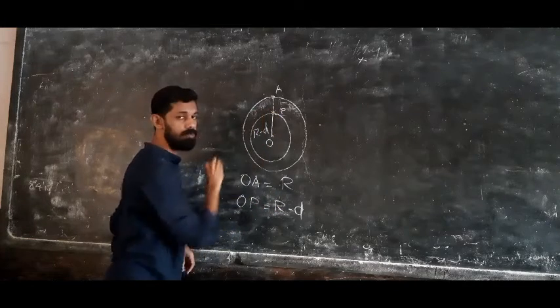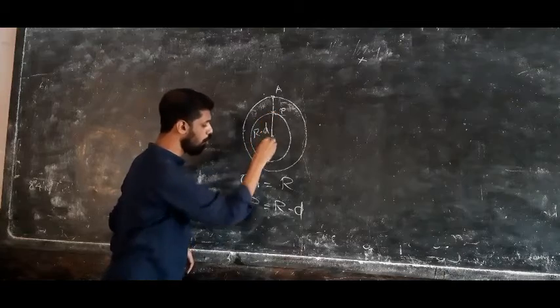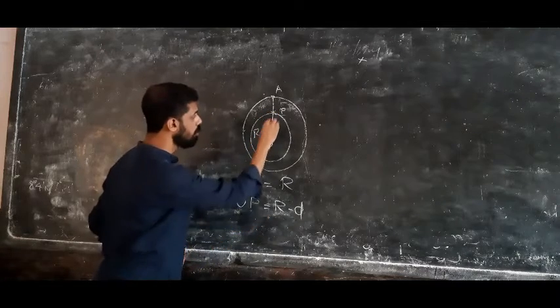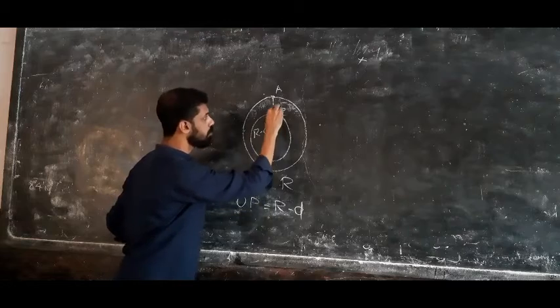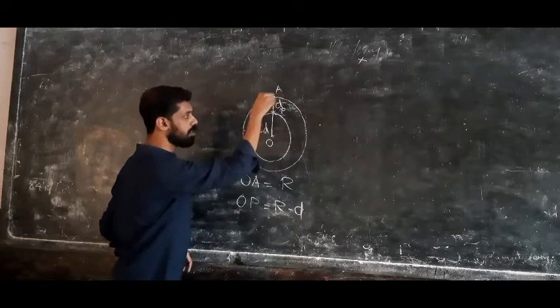Now the object is at P. So OP is the remaining distance. So this is the distance traveled by the object, D.